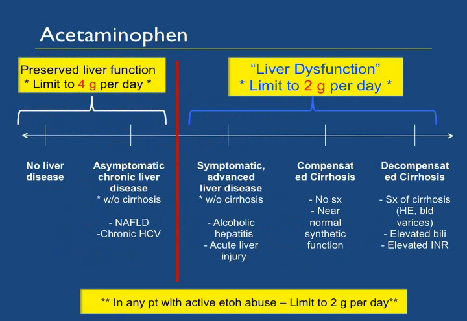So back to our diagram, if you're on the left of the right line, meaning you have preserved liver function, once again, acetaminophen dosage should be limited to 4 grams per day. On the right side of the line, which represents patients with significant liver dysfunction, dosage should be limited to 2 grams per day. And then on the bottom, I mentioned that in any patient with active alcohol abuse, dosage should be limited to 2 grams per day.